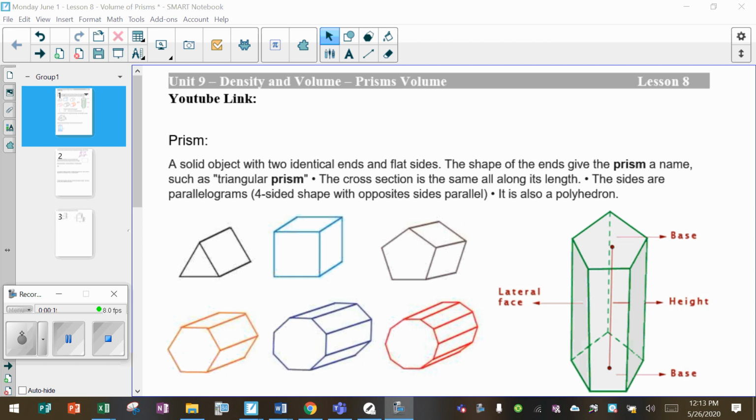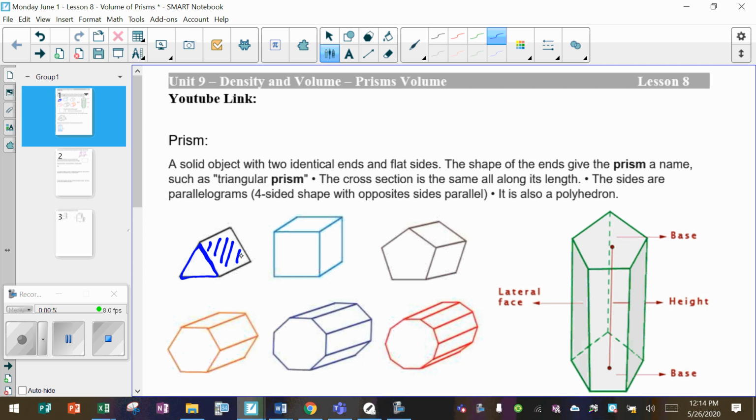So, a prism. A prism is a three-dimensional solid object with two identical ends and flat sides. The two identical ends, or the two identical faces, would be the shape that is used to generate the name for the prism. So if you look at the very first picture we have here, the front and back would be triangles, and the sides, which are called the lateral faces, would be rectangles. All prisms will have rectangular sides and two congruent bases.